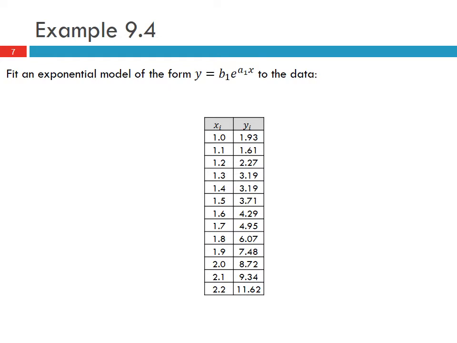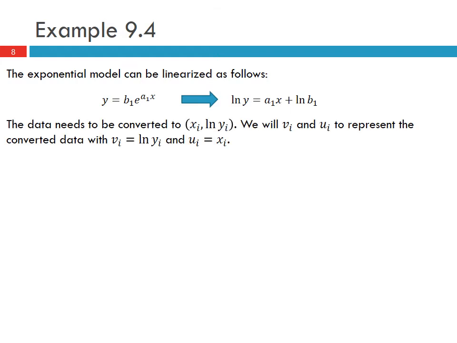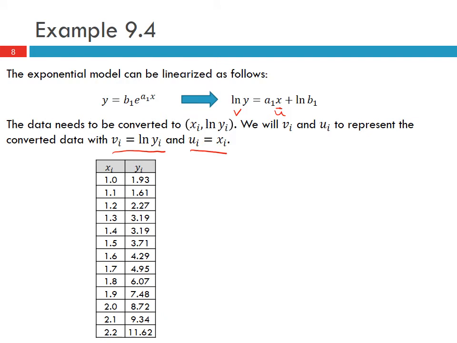Let's look at an example. We have some data given here, and we want to use an exponential model to fit this, which has the form y is equal to b1 e to the power a1x. The exponential model can be linearized as follows. This is our model, y equals b1 e to the power a1x, and we can take the natural log of both sides and write it in its linear form as shown here. So the data needs to be converted to x, ln y. x stayed the same: our u is just equal to x, and v is equal to the natural log of y. Basically, we're going to use vi and ui to represent the converted data, with vi equal to the natural log of y, and ui equal to xi. This was our original data, and this is its converted form.